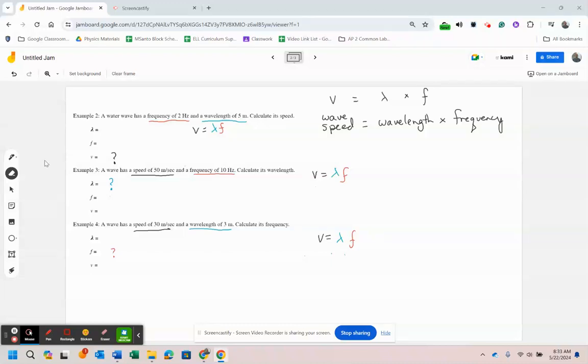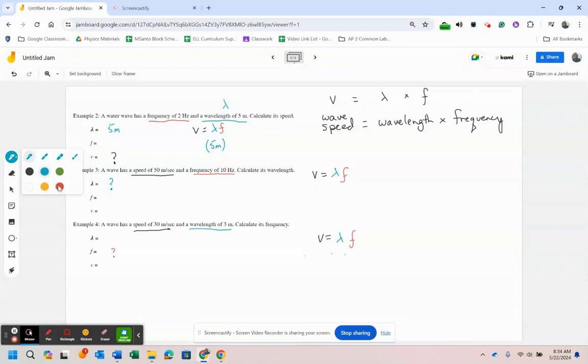Okay, so in trying to determine example 2, a water wave has a frequency of 2 hertz and a wavelength of 5 meters. So all these examples here are going to deal with the wave speed equation, which is the wavelength times the frequency. With these examples, I've kind of color coded what the wavelength is. So the wavelength will be blue. And we see that it says wavelength of 5 meters. So we're just going to put 5 meters here. And then we're going to go to our equation and put 5 meters in our equation.